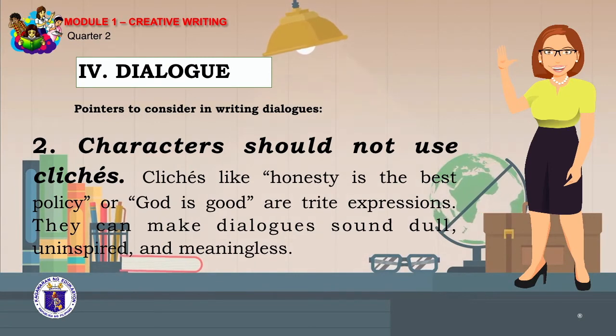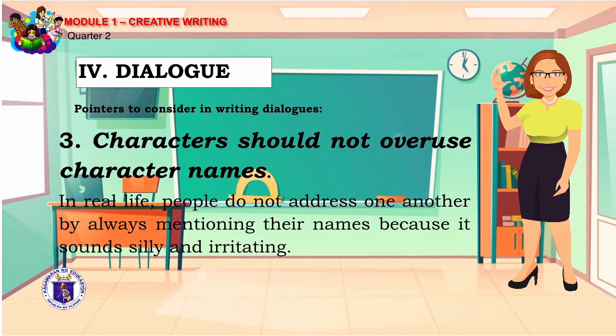Second, characters should not use clichés. Clichés like "honesty is the best policy" or "God is good" are trite expressions. They can make dialogue sound dull, uninspired, and meaningless. Third, characters should not overuse character names. In real life, people do not address one another by always mentioning their names because it sounds silly and irritating.